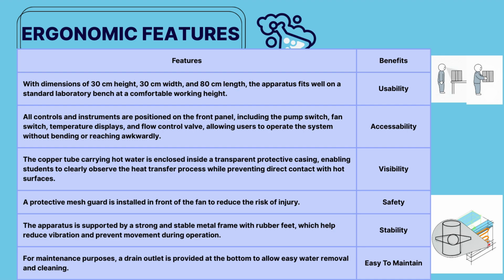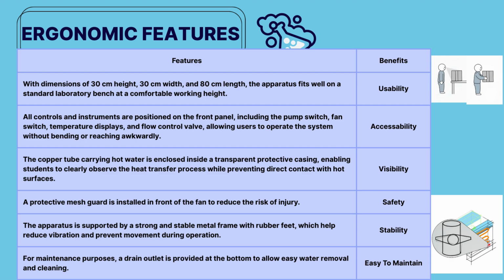Moving on to visibility. The copper tube that carries hot water is enclosed inside a transparent protective casing. This is an important feature because it allows students to clearly observe the heat transfer process during the experiment. Visual observation enhances the understanding, especially in educational settings. At the same time, the casing prevents direct contact with the hot copper surface. So this reduces the risk of burns, making the system both educational and safe.